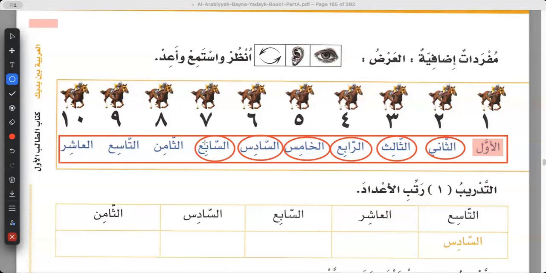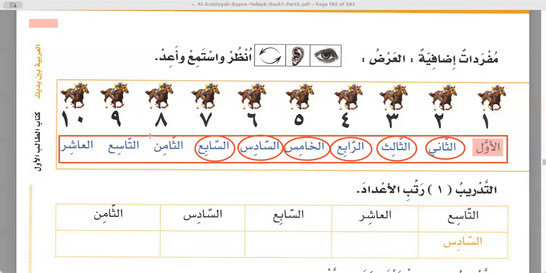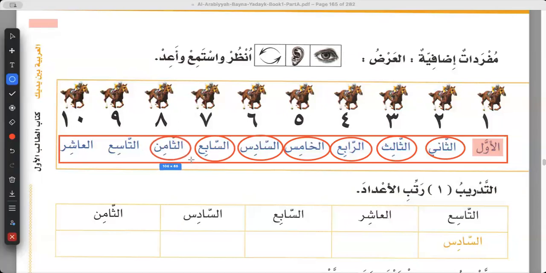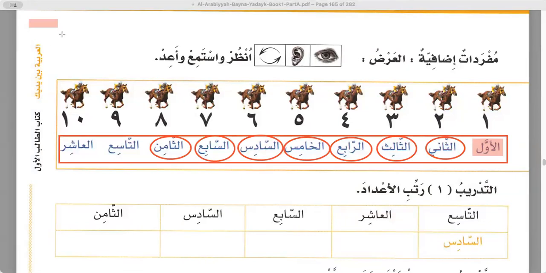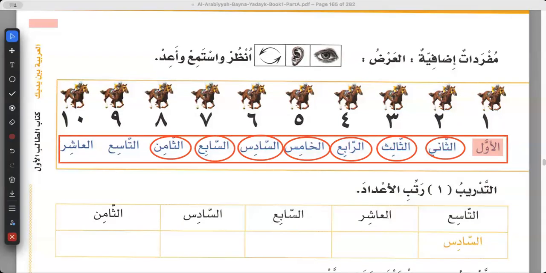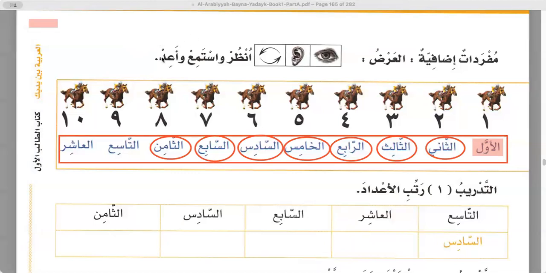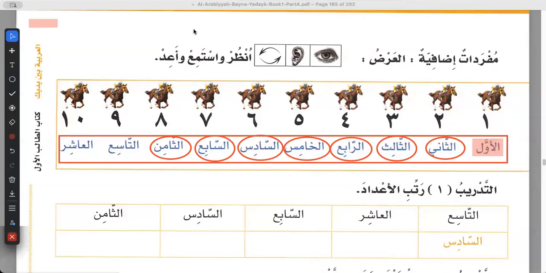Then 8. We have issues with 8 as well. We have Thamaniya. Thamaniyatu, which is also feminine. So what will the masculine be? Thamani. Like Thamani you.